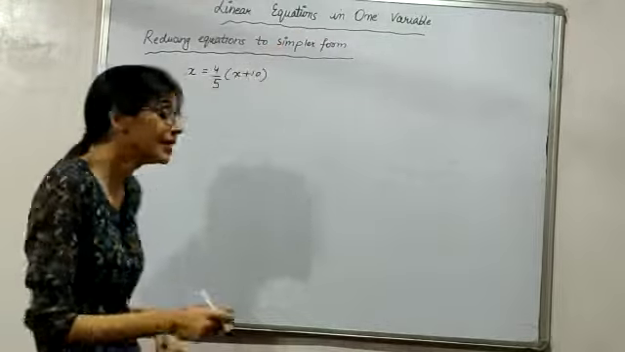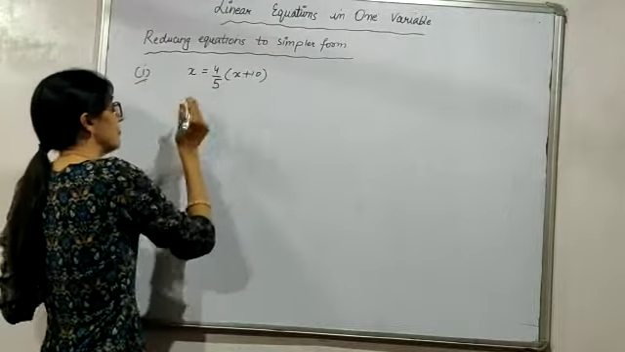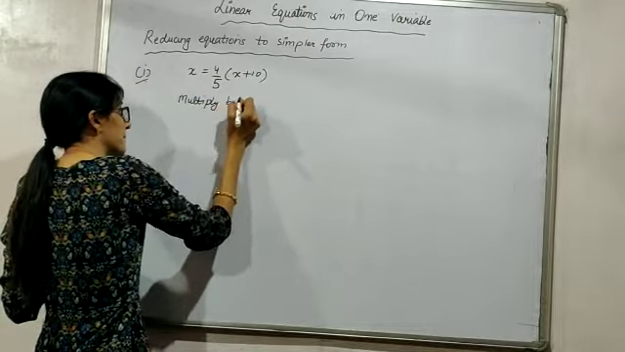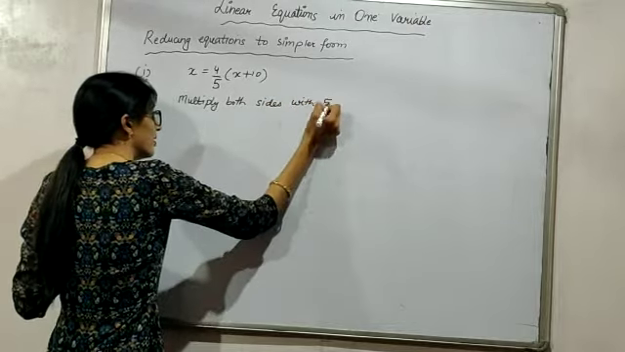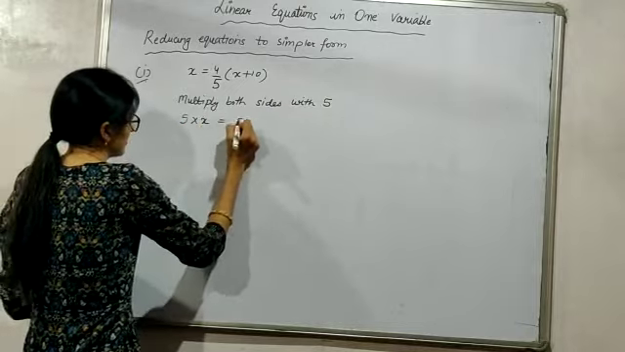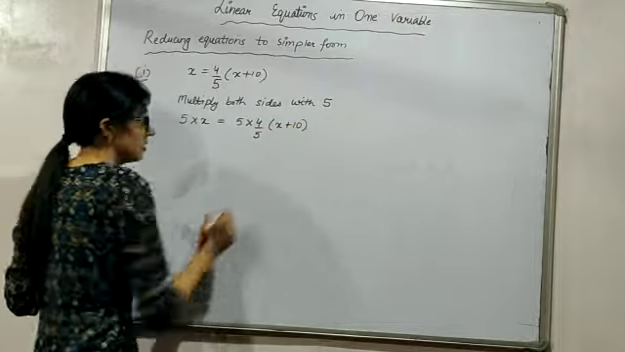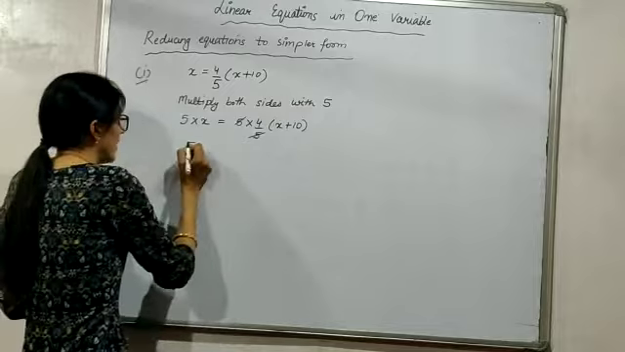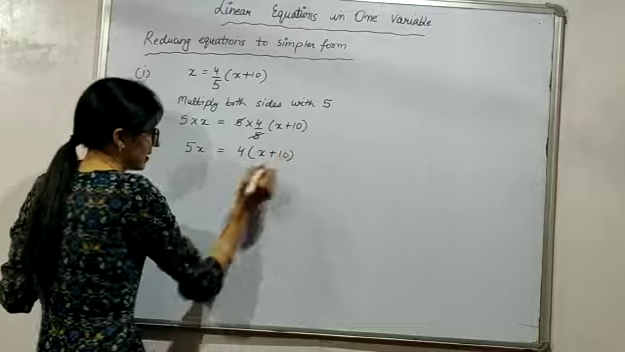And how can we make it? This division part, we have to multiply both sides with 5. So multiply both sides with 5. 5 into x, 5 into 4 by 5 into x plus 10. This 5 is cut down with 5. 5 into x is 5x, 4 into x plus 10.